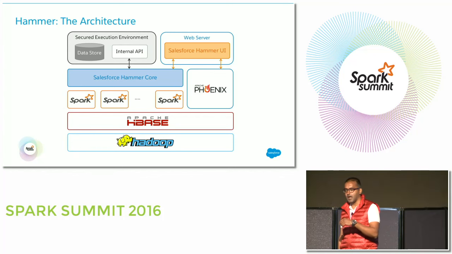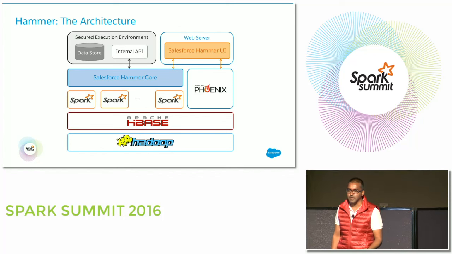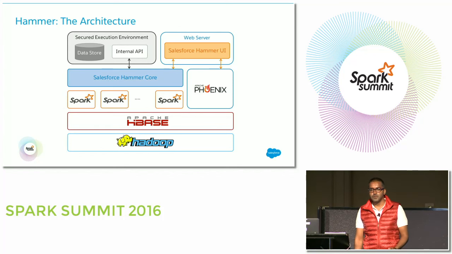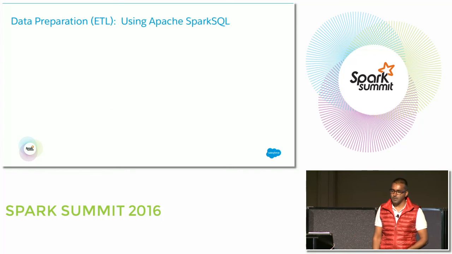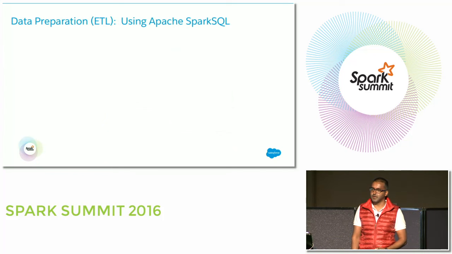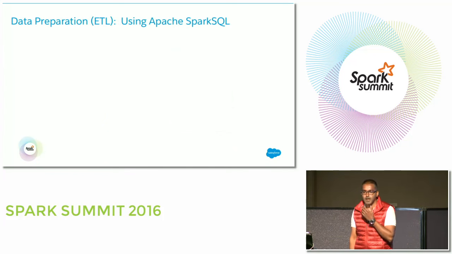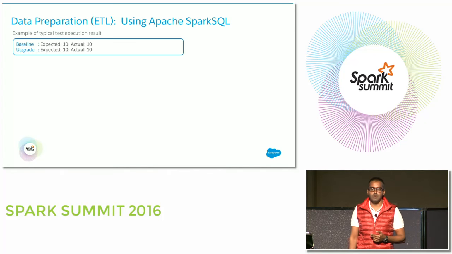So after this, the next question that comes in is, what are the test failures? What do we actually analyze here? In order to understand, we need to take a look at the data preparation stage, which is ETL, where we extensively use Apache Spark SQL. And let's have a look at a sample execution of a test.